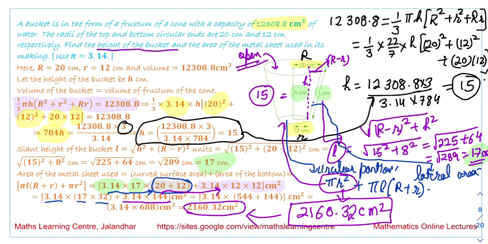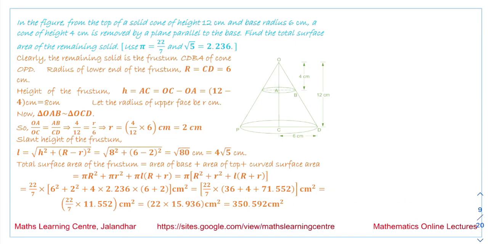Now the next question we have is, in the figure, from the top of a solid cone of height 12 centimeter. So a cone of height 12 centimeter is given to us, and the base radius is 6 centimeter. A cone is removed, the cone that is removed is this cone, and its height is 4 centimeter. So we have to find the total surface area of the remaining solid. It means we are talking about this frustum of a cone, and we have to find the area of this solid.